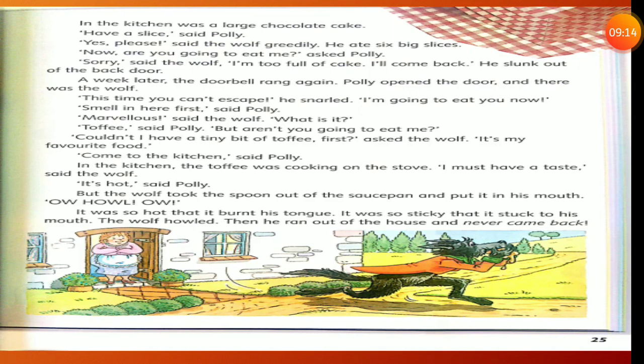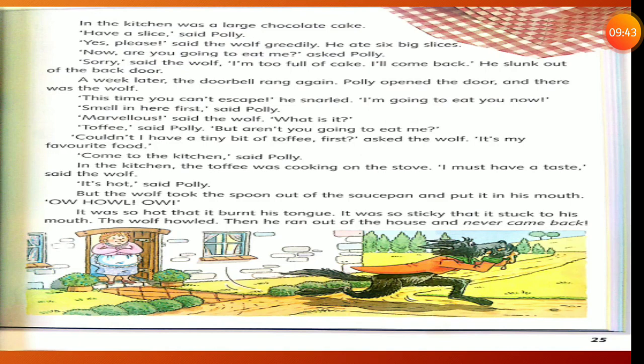In the kitchen was a large chocolate cake. "Have a slice," said Polly. "Yes, please," said the wolf. He ate 6 big slices. "Now, are you going to eat me?" asked Polly. "Sorry," said the wolf. "I'm too full of cake. I'll come back." He slunk out of the back door.